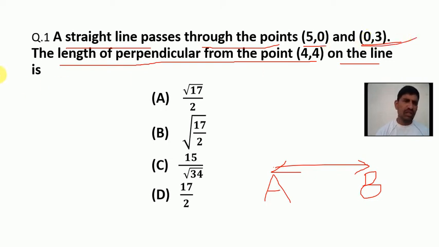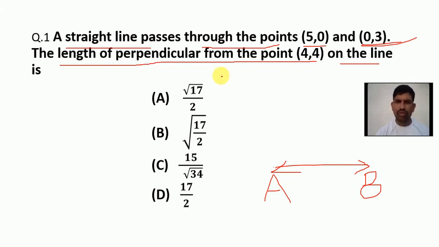So we can first find the equation of the straight line which is passing through the 2 points. That's why I'm taking A and B as the 2 points. By joining these 2 points we will get the equation of the straight line. We know how to find the equation of a straight line.